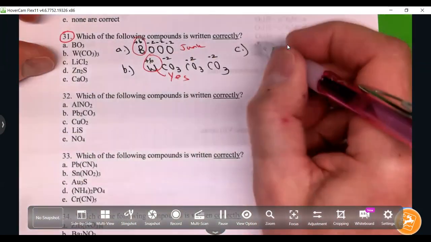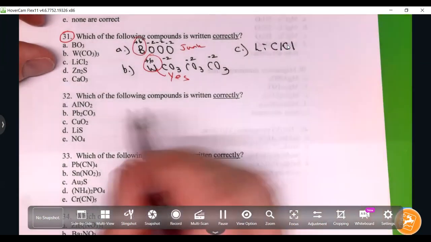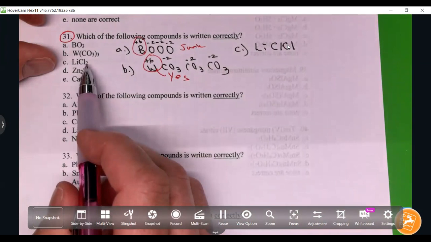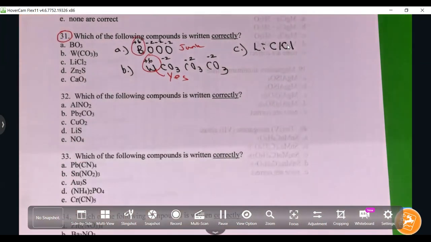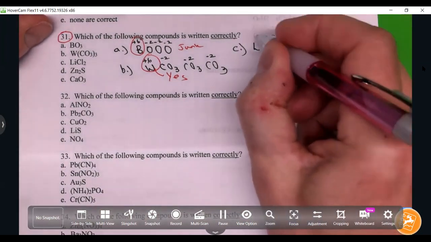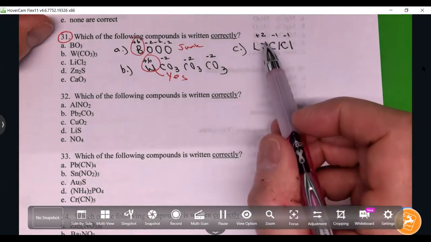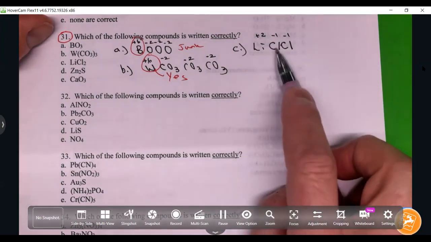If we do letter C, you have Li, Cl, Cl. Now the chlorides are -1 each. So we have -1, -1, that would give us a lithium of +2, which is junk. Lithium is always +1, right? Right. Remember, you always know what the negatives are.